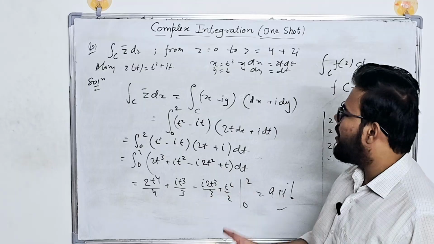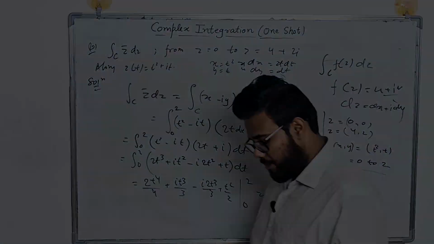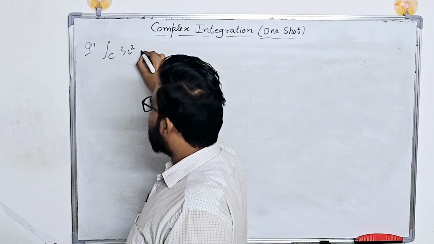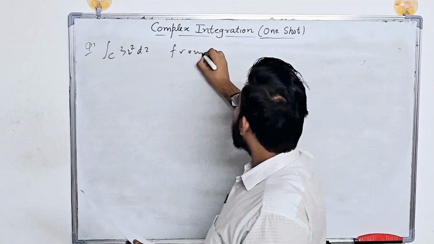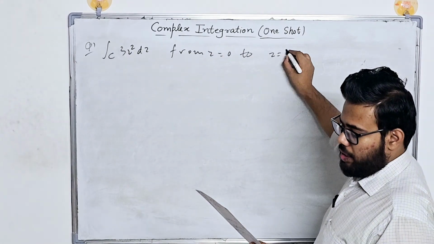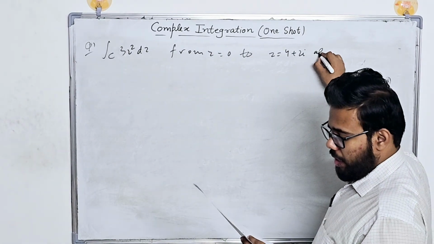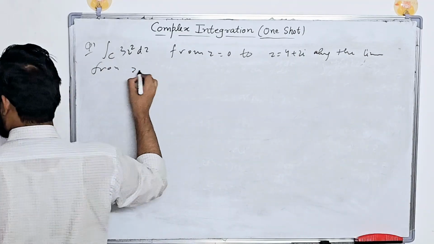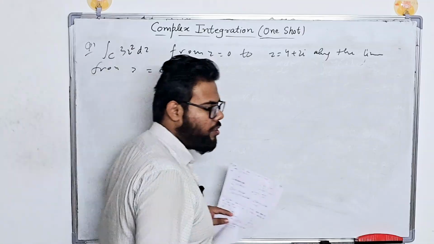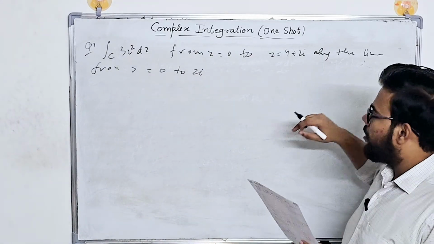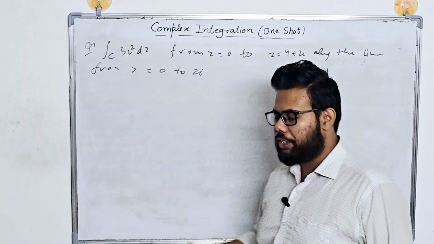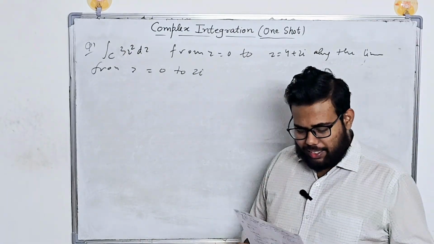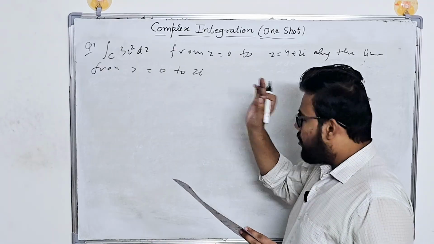Okay, so let's see another example, you will understand more. The question states this integration of 3z square dz from z equal to 0 to z equal to 4 plus 2 iota along the line from z equal to 0 to 2i. Whenever you are evaluating this integration, you will be given along which curve you are going, right? From z equal to 0 to 2i.